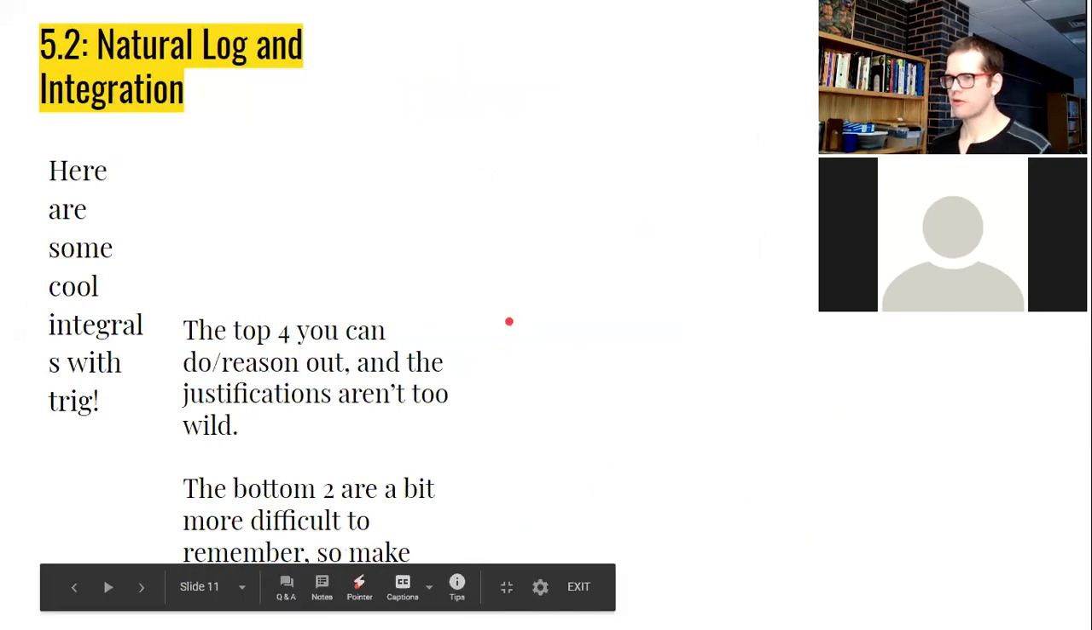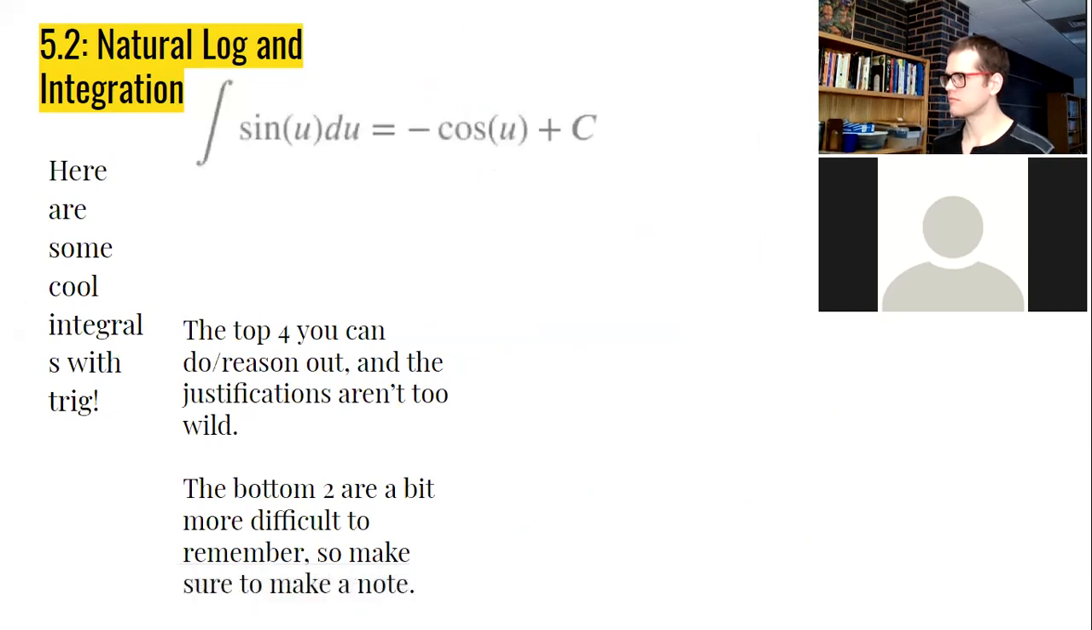So there's some cool integrals when it comes to trig. The antiderivative of sine of u du is negative cosine of u plus c. That's something that we've seen for a while. That's not terribly new or crazy. The antiderivative of cosine of u du is sine of u plus c. Again, nothing terribly wild or crazy.